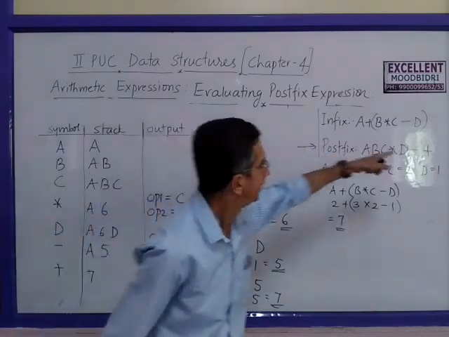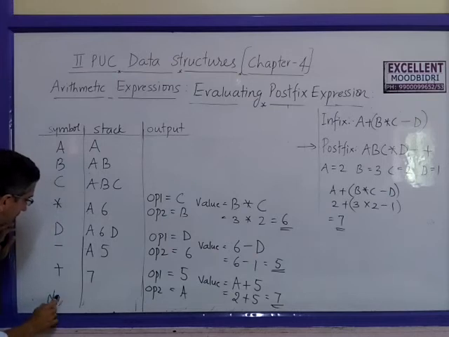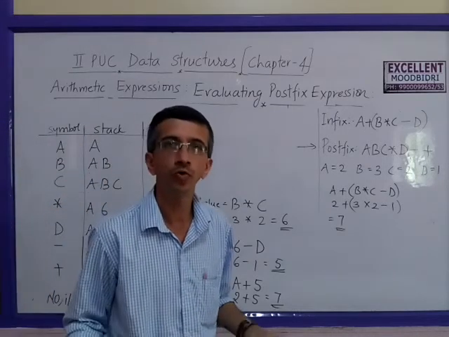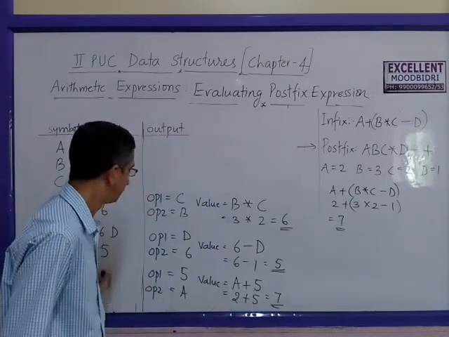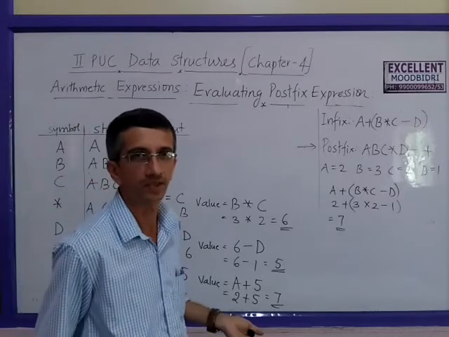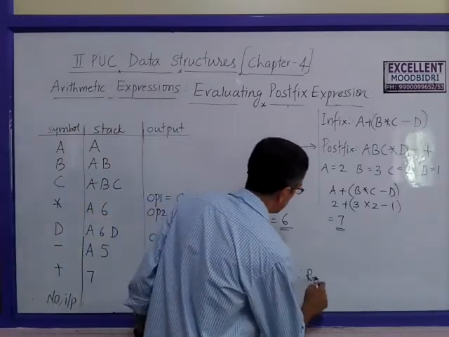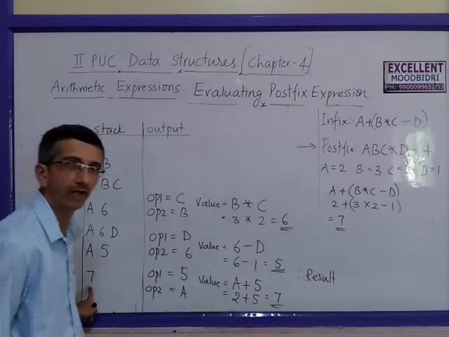7. Any more input? No more input. So no input here. So what to do? The last step. If there is no more input, pop the values from the stack. Pop it from the stack, and that is the result. So result is equal to the value popped from the stack. There is only one value, which is 7.